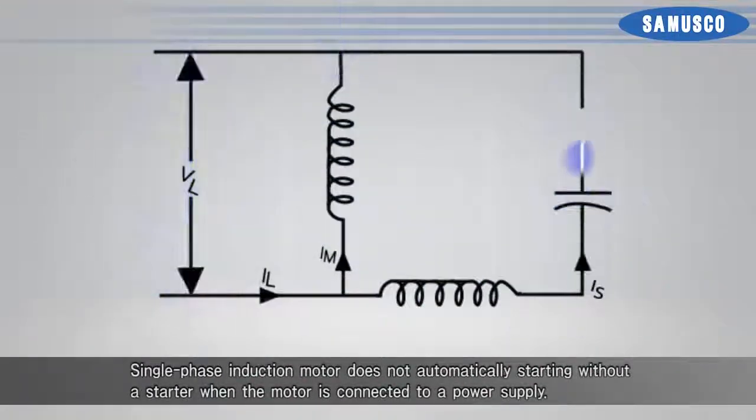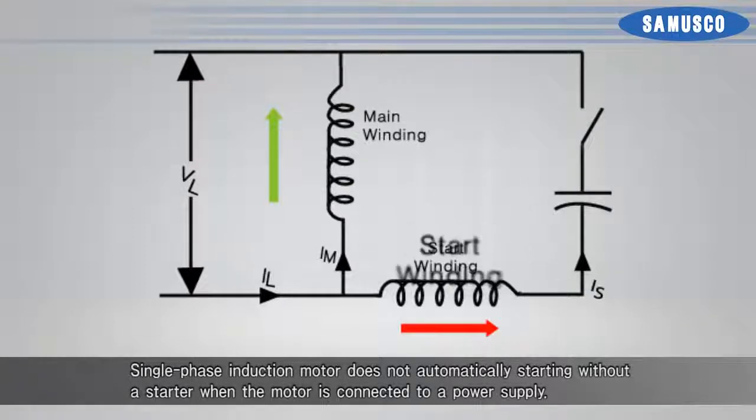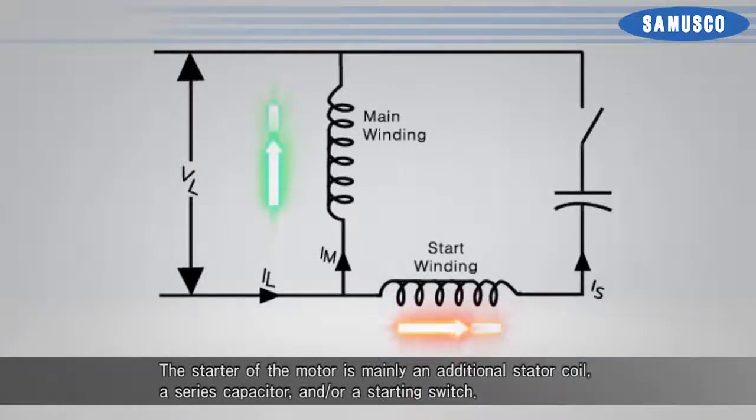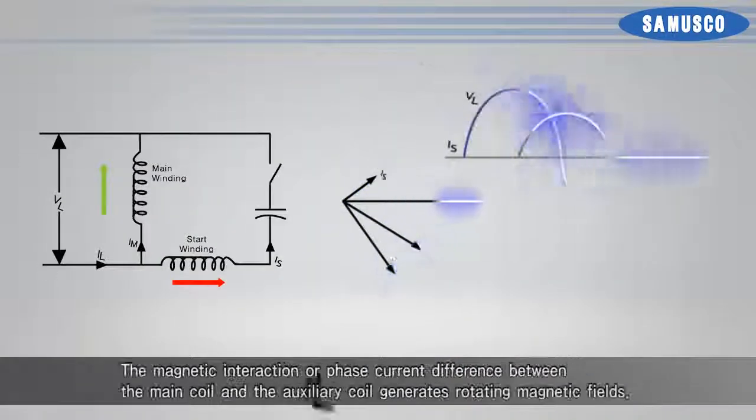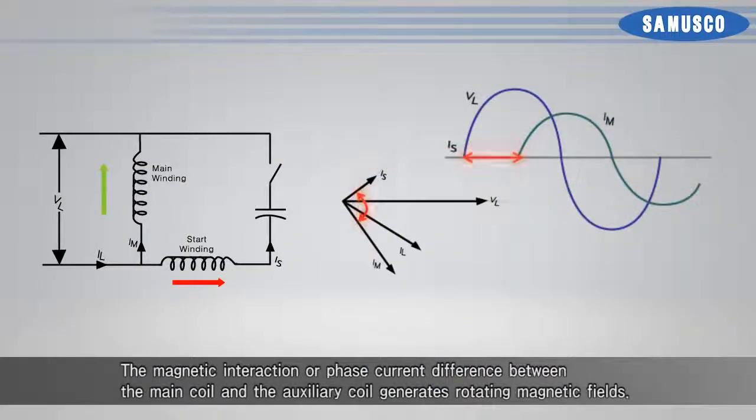The single-phase induction motor does not automatically start without a starter when the motor is connected to a power supply. The starter of the motor is mainly an additional starter coil, a series capacitor, and/or a starting switch. The magnetic interaction or phase current difference between the main coil and the auxiliary coil generates rotating magnetic fields.